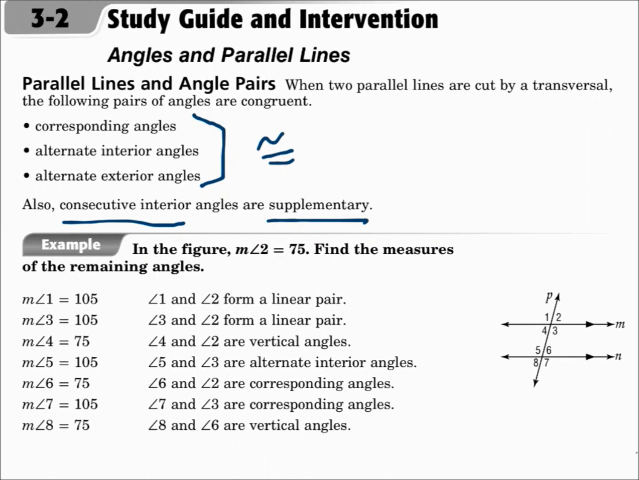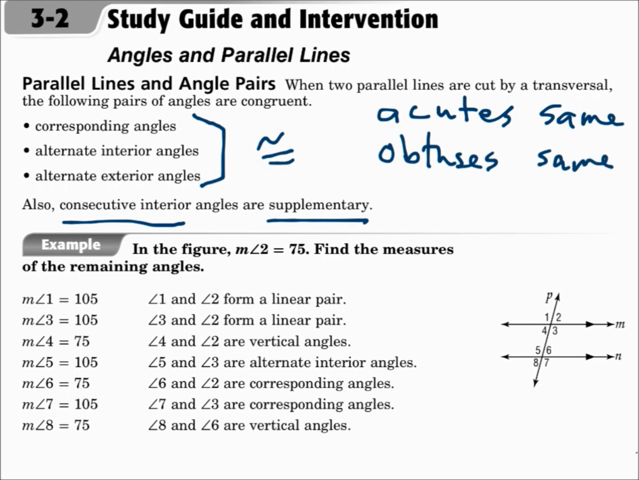Another thing to keep in mind here with these pictures is that when parallel lines are cut by a transversal, the acute angles will be the same, the obtuse angles will be the same, and if you have one of each, those will be supplementary. So acutes are equal, obtuses are equal, and one of each adds up to 180.